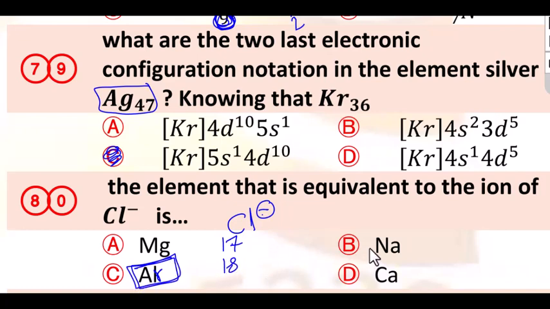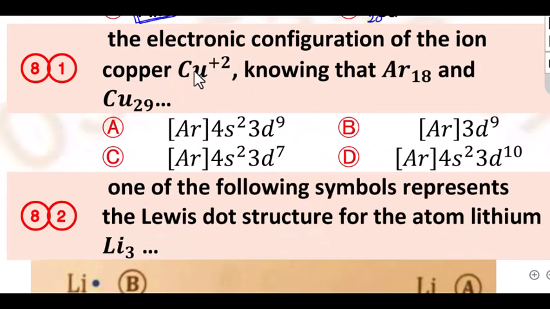Argon is 18. If sodium is positive 1, how many electrons? Sodium is 11 electrons, positive 1, so we subtract 1 electron, 10 electrons, like neon. Calcium is 20. If it's positive 2, we subtract 2, it becomes like argon, 18. Magnesium is 12. Magnesium plus 2, we subtract 2 from 12, it will be 10.